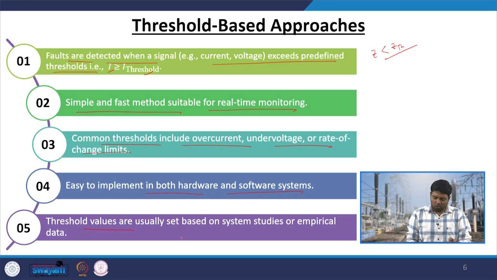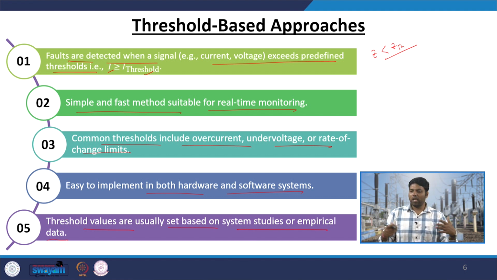Threshold values are usually set based on the system studies or empirical data. So, you take the load current in place, you take the minimal fault current, and depending upon that you see what is the exact value you can set for your relay setting, so that it will not trip for your loaded condition, but it can sense your minimum fault current condition.